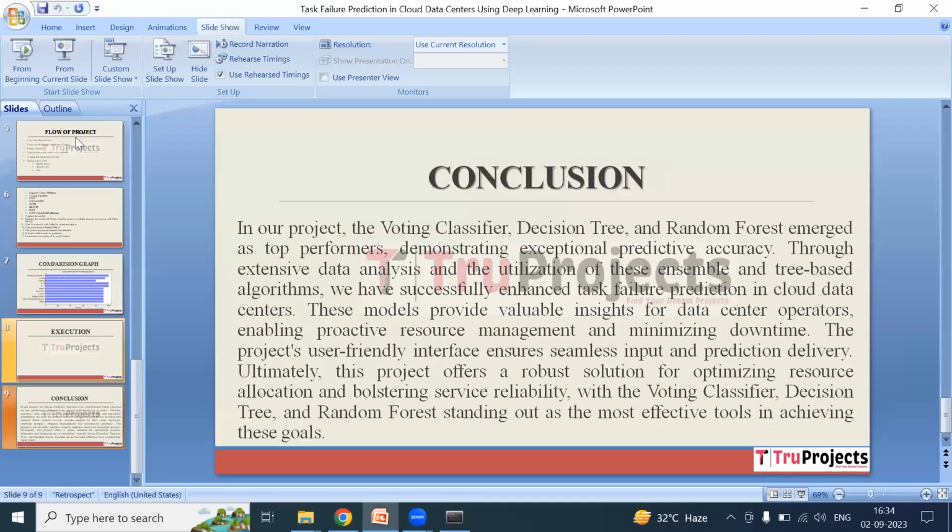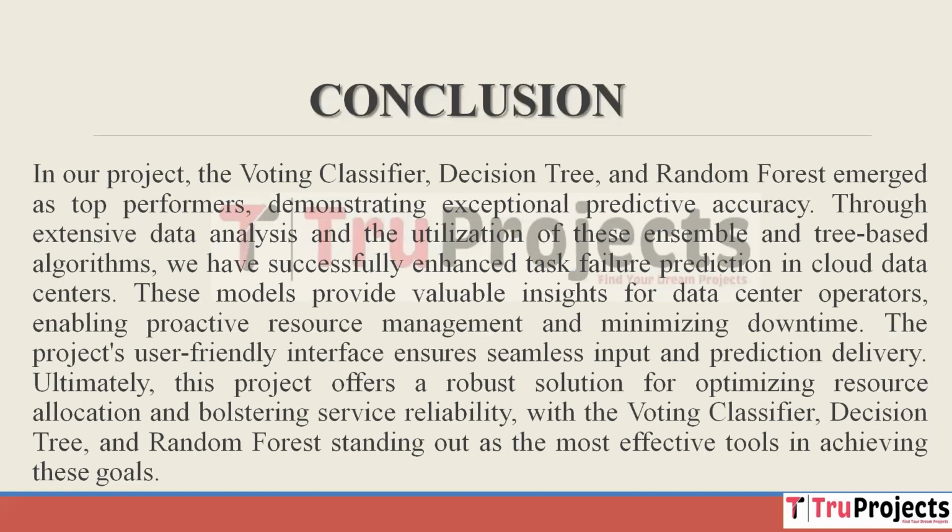And the conclusion of the project is that the voting classifier, decision tree and random forest stood out as the best performers in our project and displayed remarkable prediction accuracy. We have successfully improved job failure prediction in cloud data centers through in-depth data analysis and the application of these ensemble and tree-based techniques. These models give data center managers insightful information that enables proactive resource management and reduces downtime.